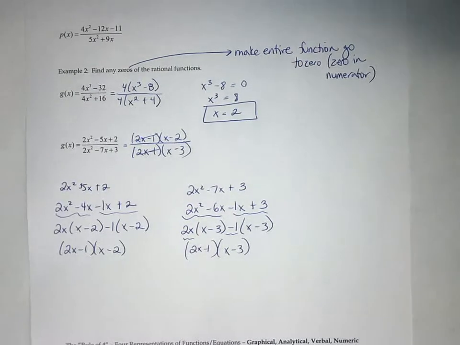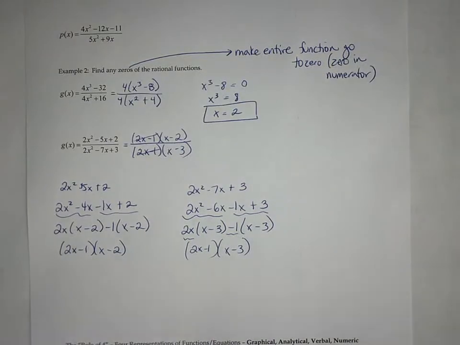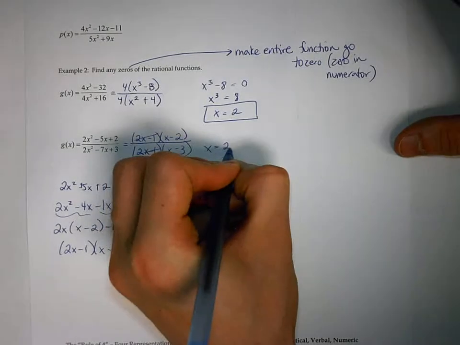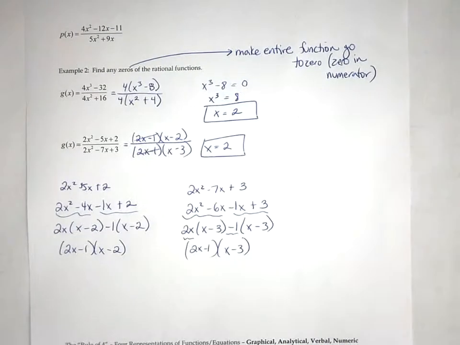Those 2x minus 1s are going to cancel out. So now I want to find my 0. And the way I find the 0 is setting all my factors in the numerator equal to 0. So this one is just going to be x equals 2 as well.